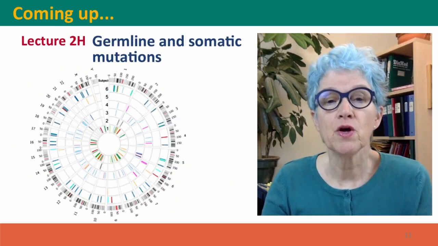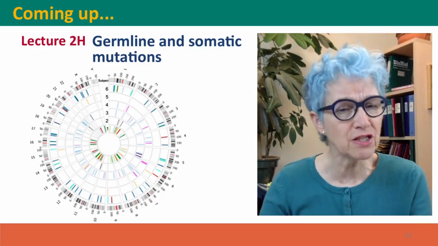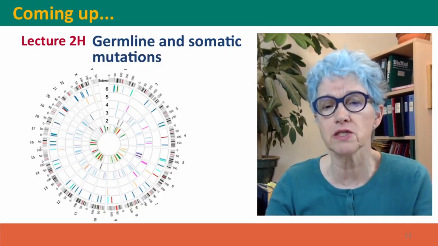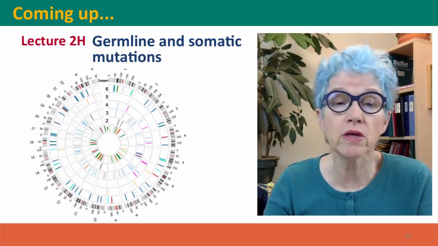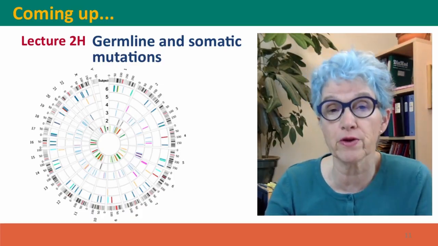Coming up next, we're going to talk about a distinction between 2 kinds of cells that mutations can happen in, germline cells and somatic cells. And this will then prepare us to think about things like the roles of mutations in the development of cancer.